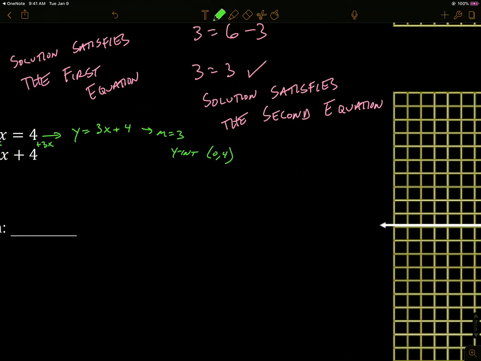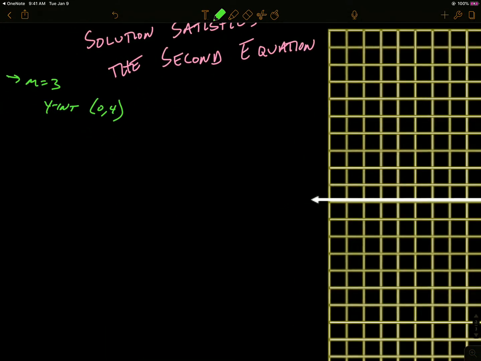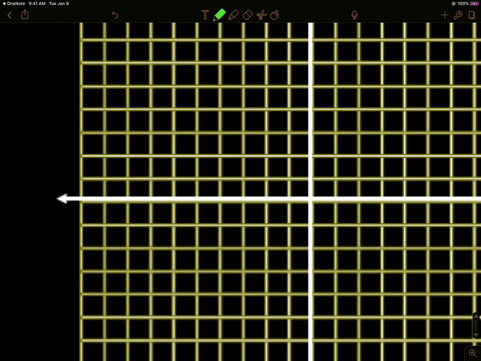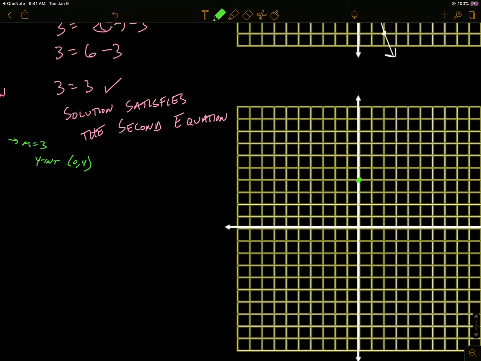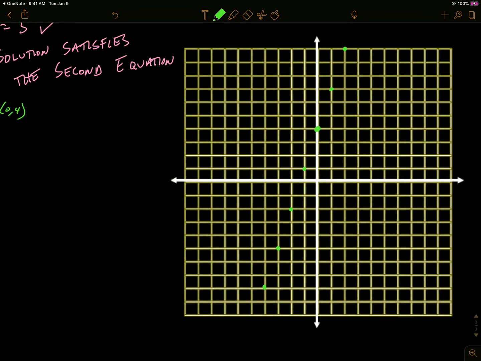So let's graph this first line. I've got a y-intercept of (0, 4). And now I'm going to do a slope of 3, which means 3 over 1, right? So I go up 3 and right 1, up 3 and right 1, down 3 and left 1. So here's our first line.